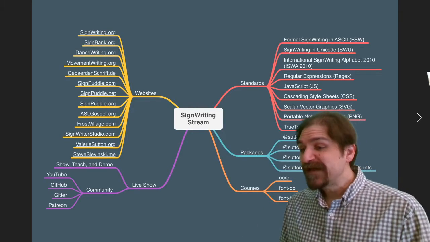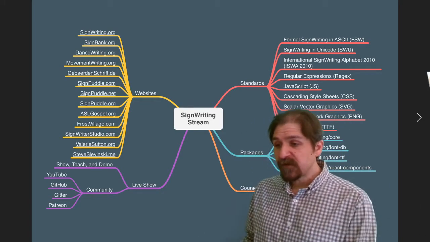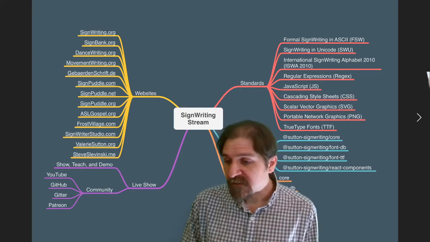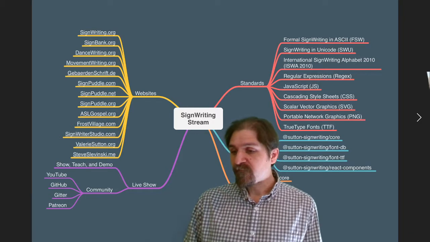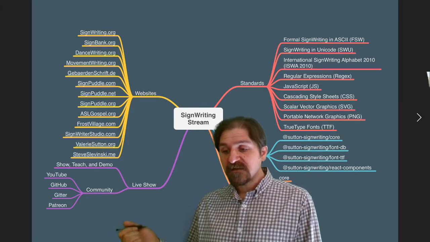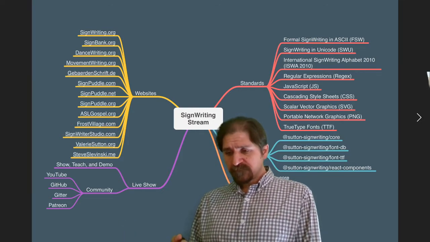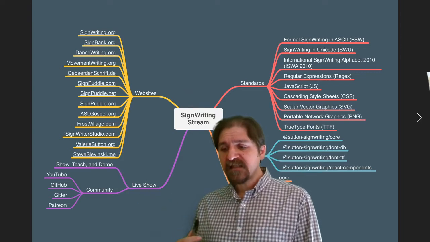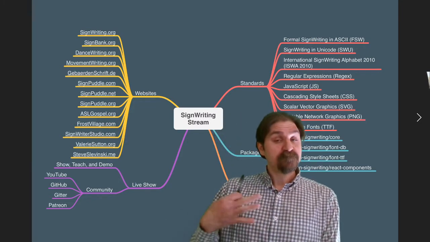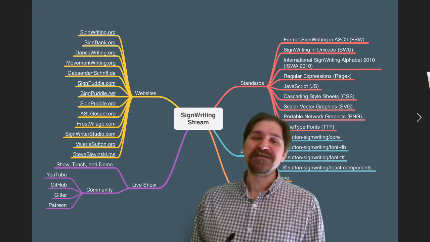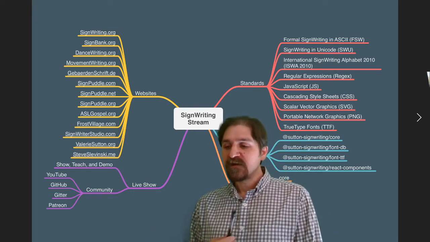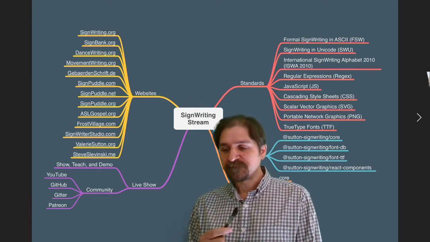All right, the SignWriting Stream. Well, primarily the SignWriting Stream is to promote and advertise our websites. We have signwriting.org, signbank, dance writing, movement writing, signpuddle, ASL Gospel, The Frost Village, Signwriter Studio, ValerieSutton.org, and steveslavinsky.me. The SignWriting Stream is a live show where we're going to show, we're going to teach, we're going to demo. One of the big points of the live stream is to start building a community on YouTube, on GitHub, the Gitter Open Chat, or also on Patreon to help fund all of our great developments.